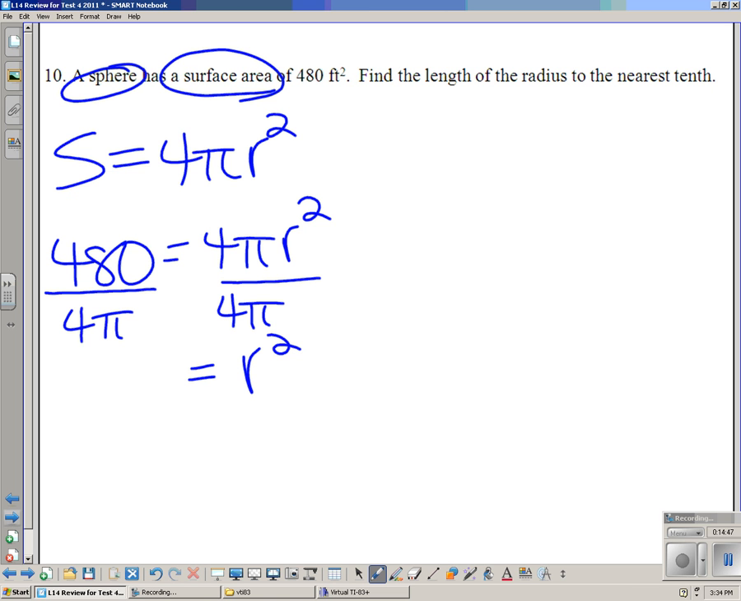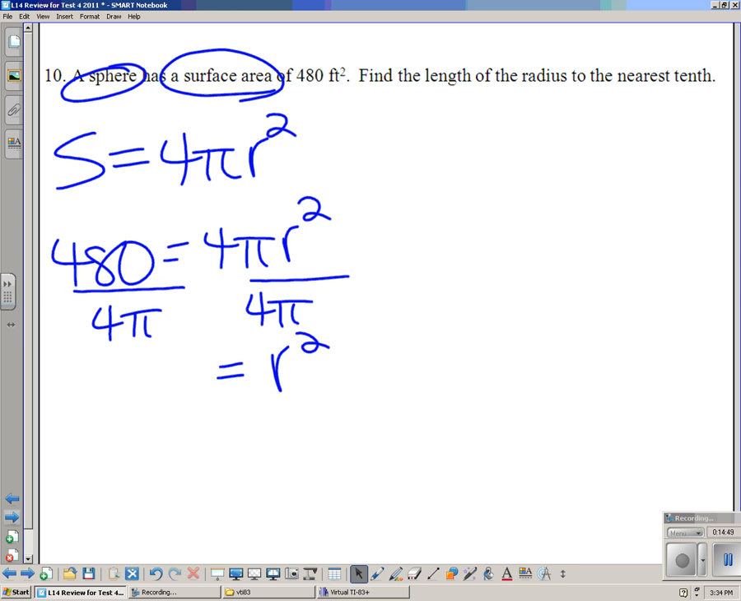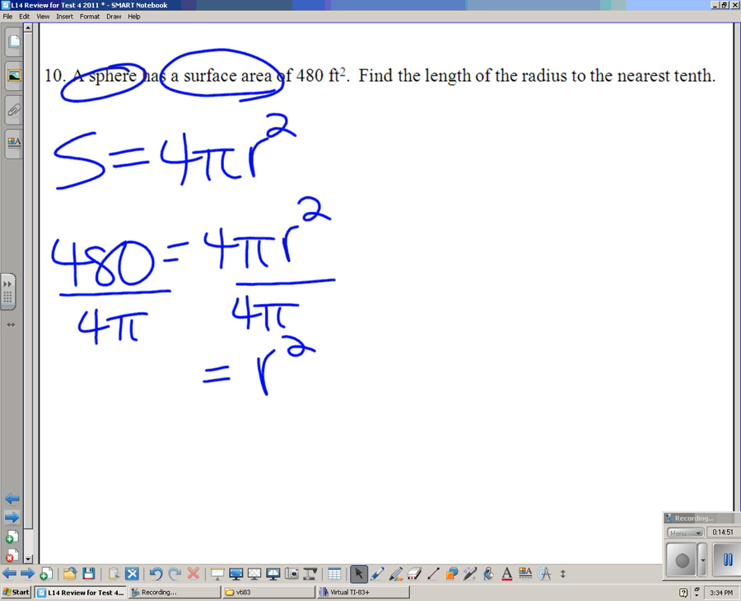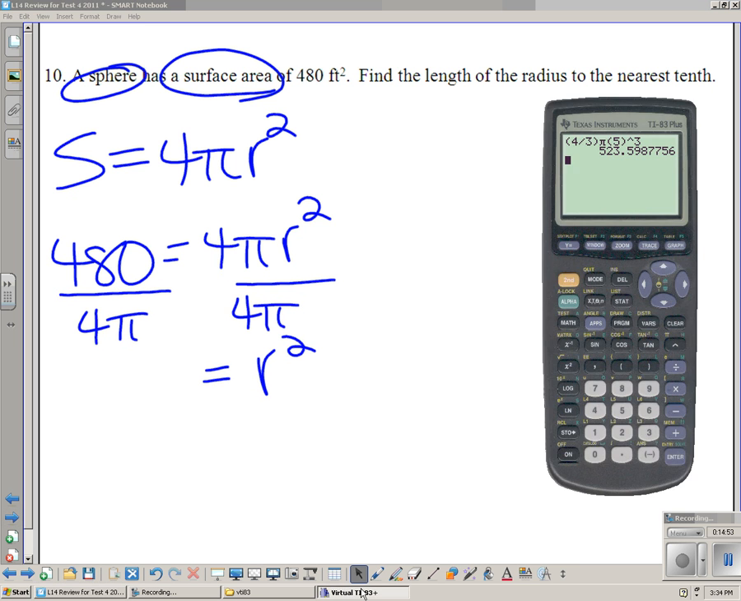R squared is equal to, we're going to get a decimal on the calculator for this. Need to type this in correctly. Big mistake on the last quiz. 480 divided by parentheses 4 pi. So we get this number, 38.1971864.